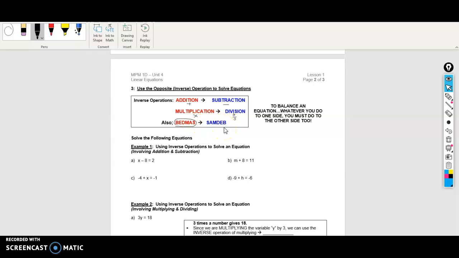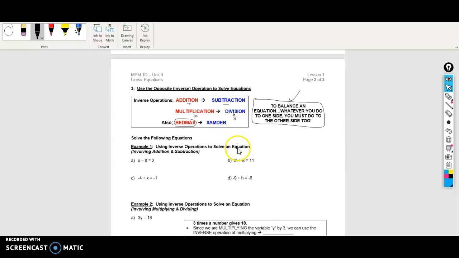And the idea is that whatever we do to one side of an equation, you need to do to the other side as well. Otherwise, if you change only one side and not the other, your equation isn't true anymore. The left side isn't going to be equal to the right side. So if you do something to the left side, the right side gets jealous, you need to make sure you do the same thing to the other side as well.